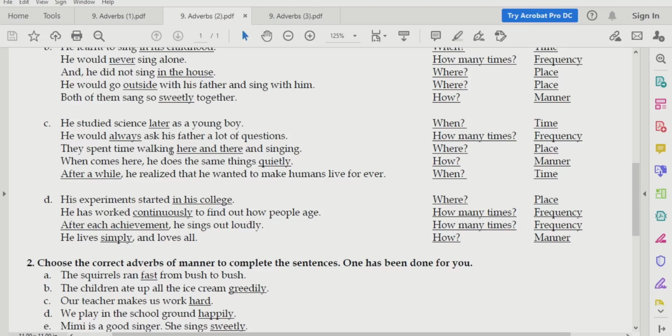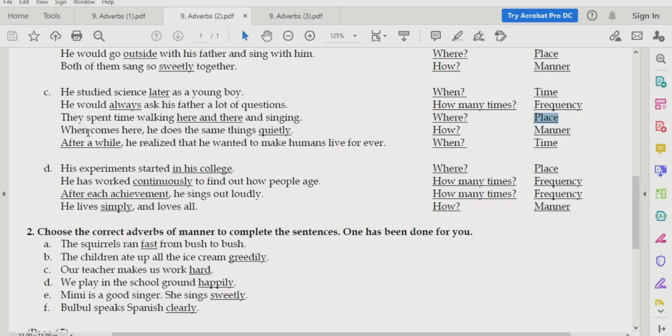They spend time walking here and there. Here and there means यहाँ वहाँ. So the question will be where? कहाँ चलते थे? And it is an adverb of place.